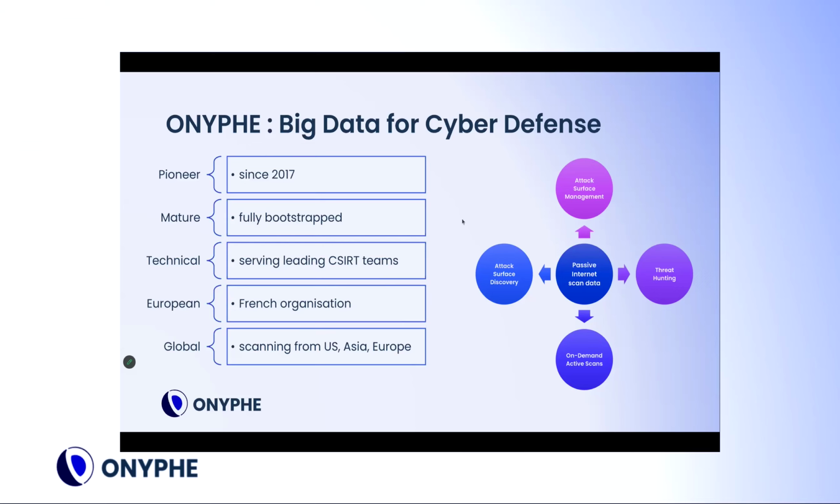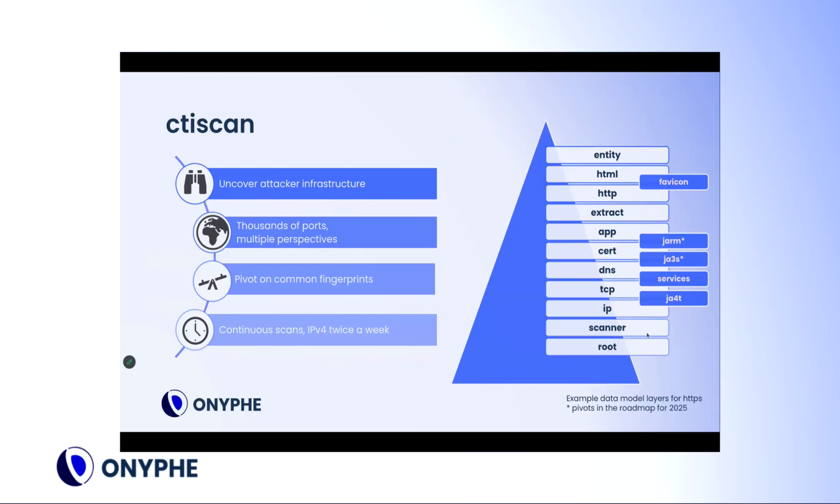We're proud of our products in the attack surface management and attack surface discovery space, and our API-based on-demand active scan solution is being used by organizations to enrich their processes with real-time data on internet exposed assets. And we've now added a fourth dimension to our solution portfolio with CTI scan, designed for threat analysts and internet investigation use cases. So what is CTI scan?